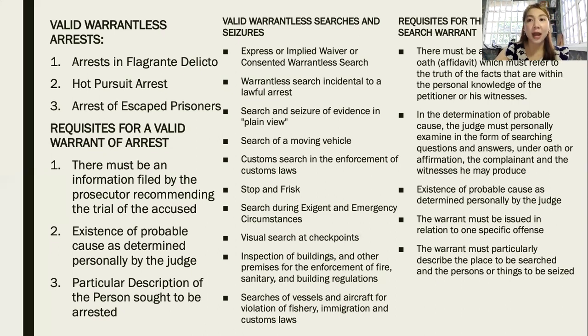So visual search at checkpoints. I was very interested in this kasi it's very appropriate in our certain time kasi lalo na now, MECQ pa rin. Tapos may mga checkpoints minsan, and usually when you know you're not violating anything, but when you're driving, nakakailang lang na parang uy, may checkpoint ganyan. Although wala ka talagang anything ha, pero wala ako, I don't know. Or in my opinion, parang ganun yung feeling ko every time na may checkpoint.